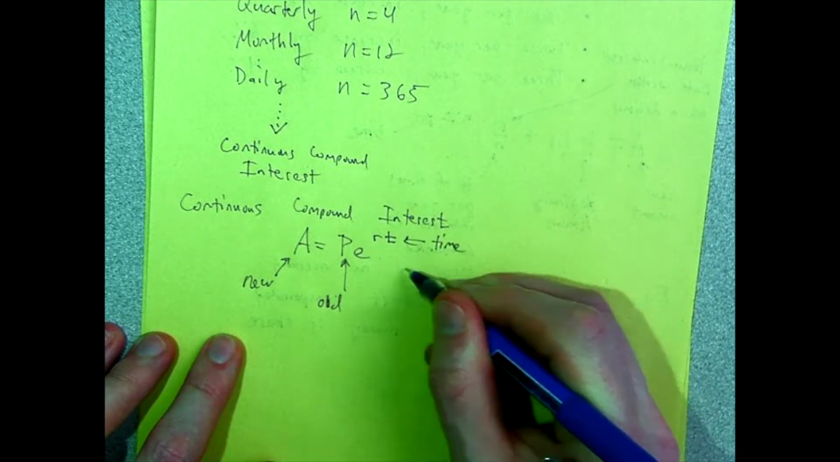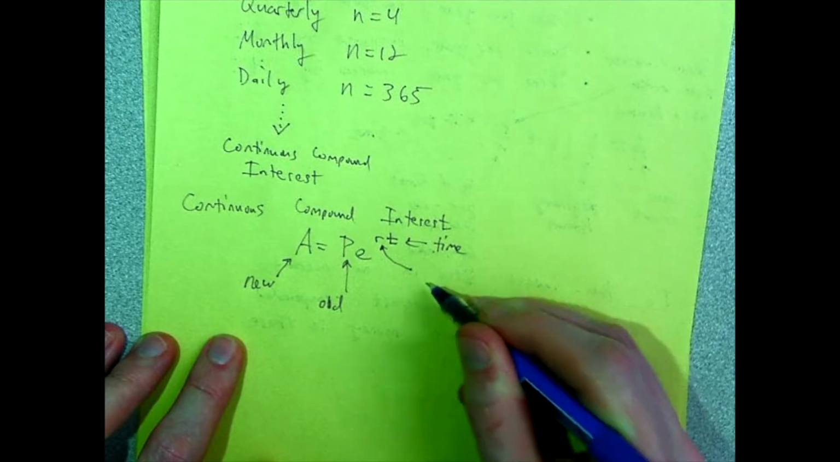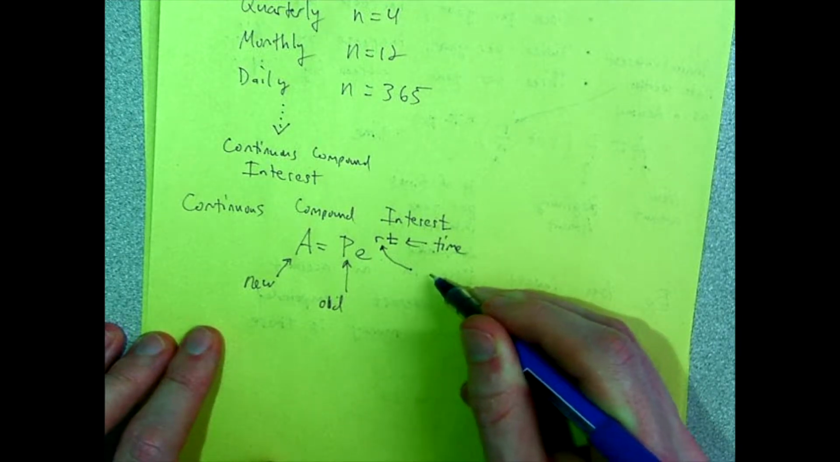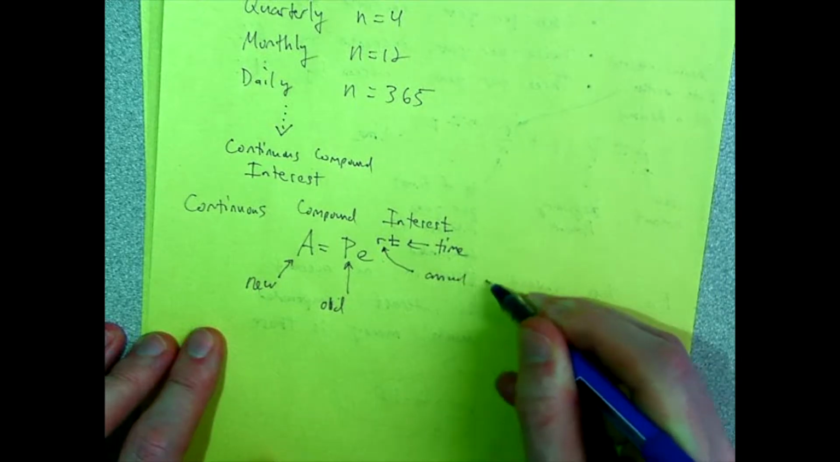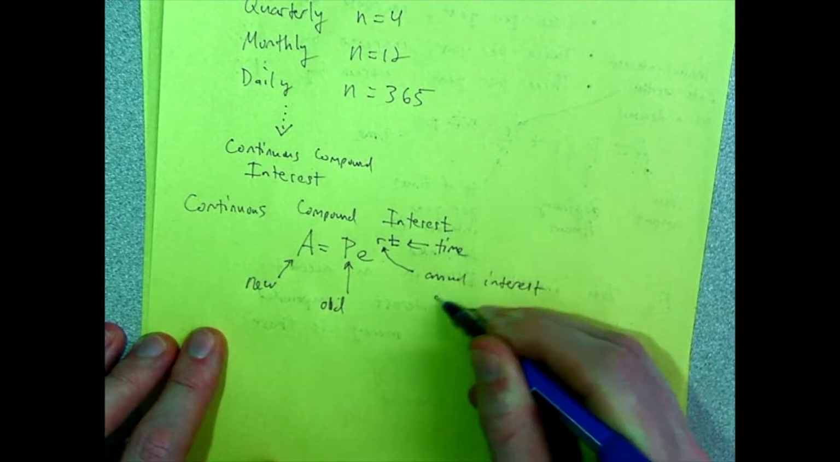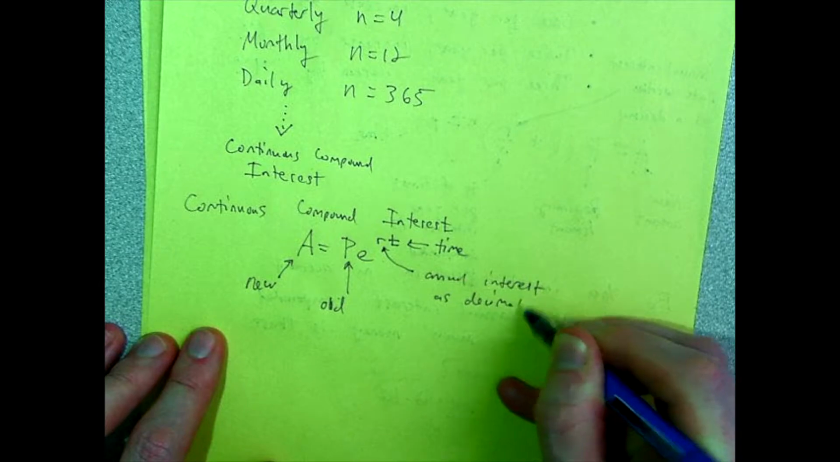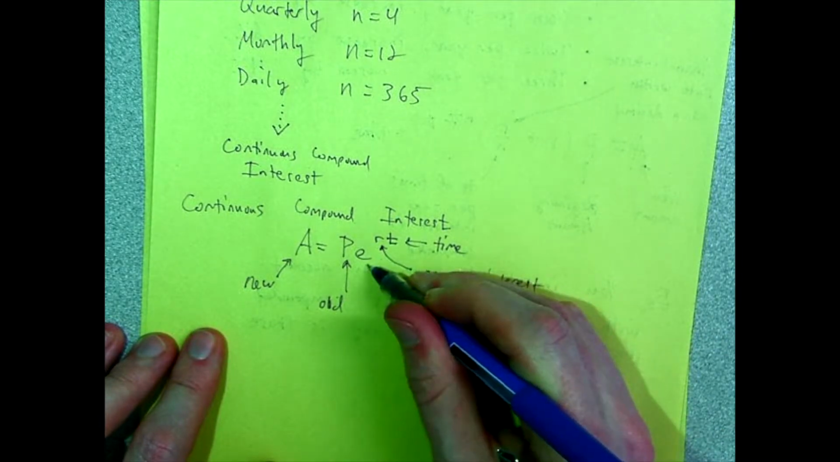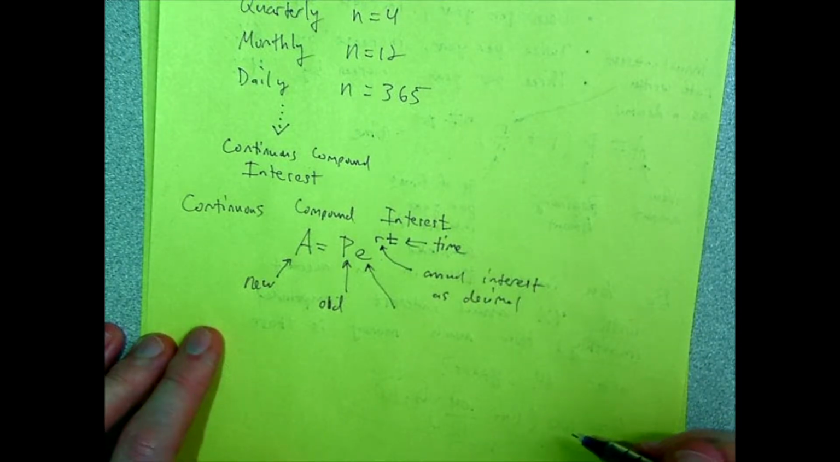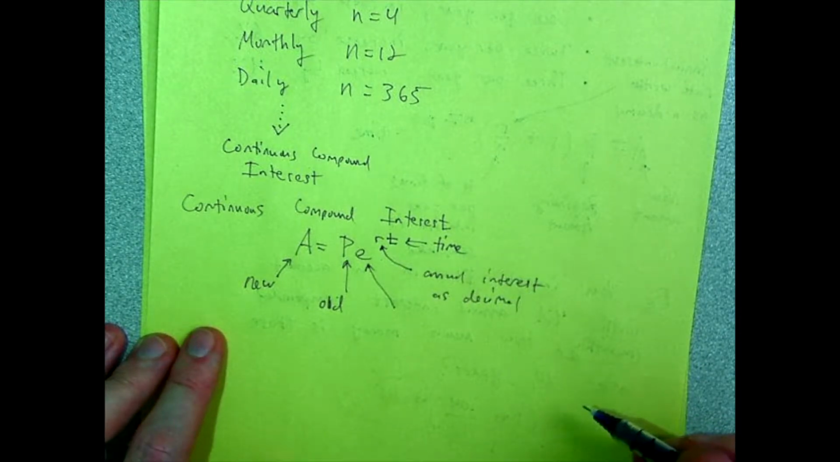t is the same thing. It's the time. r is the same thing. It is the annual interest rate written as a decimal. So none of that's changed. All of those letters mean the same thing. The only thing that's new is this peculiar number e. So what in the world is e?